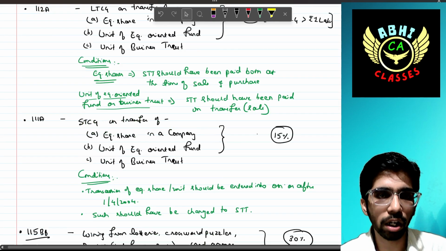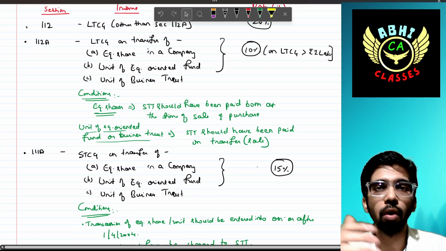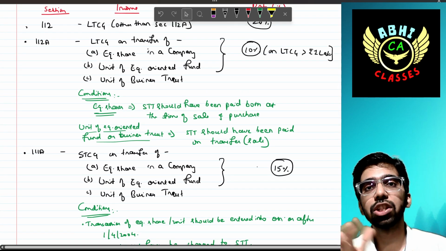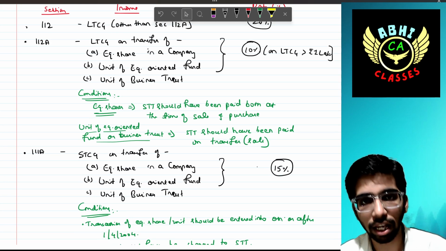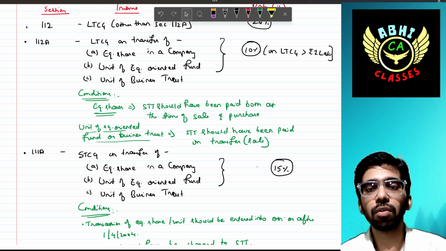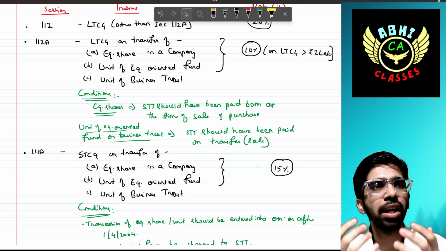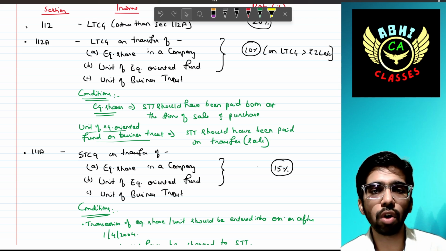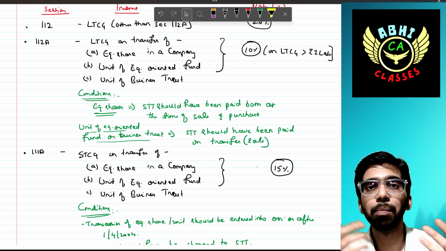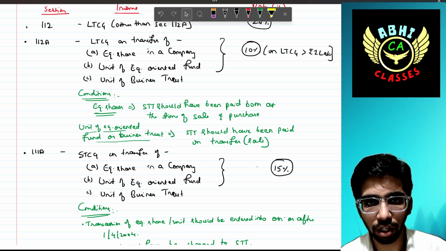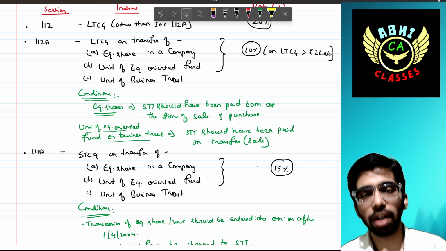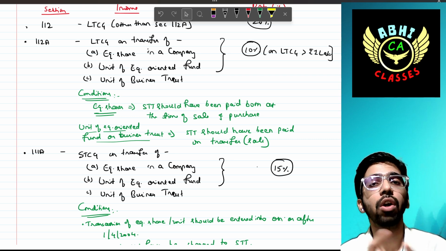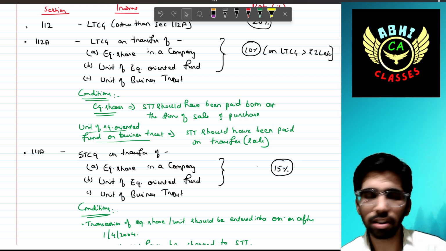Simple, but there is one condition. If you are holding equity shares, then STT, that is securities transaction tax, should have been paid both at the time of sale and purchase. This will be clearly given in your question paper, so don't worry. Then for units of equity oriented fund, that is called mutual fund in short, or business trust, STT should have been paid only at the time of sale. This also will be given in your question. These are the two conditions.